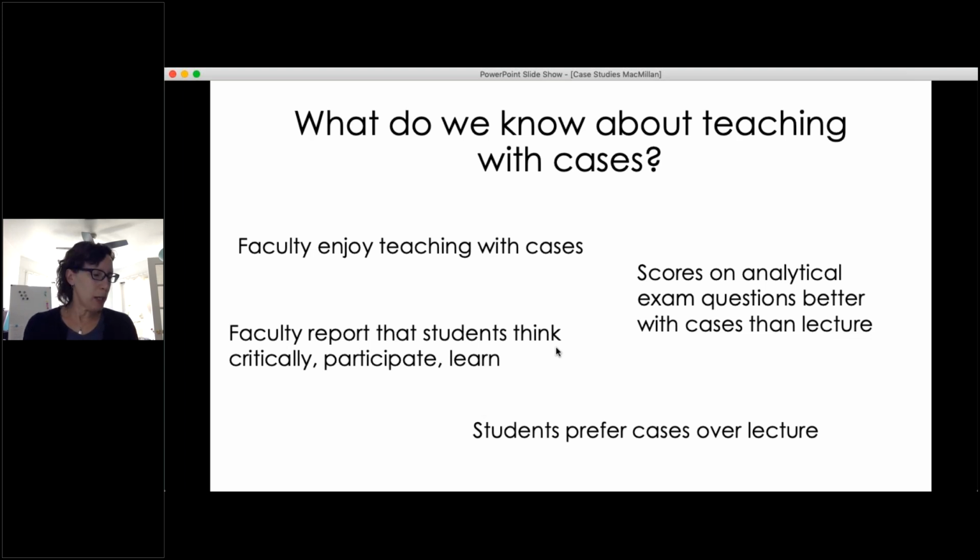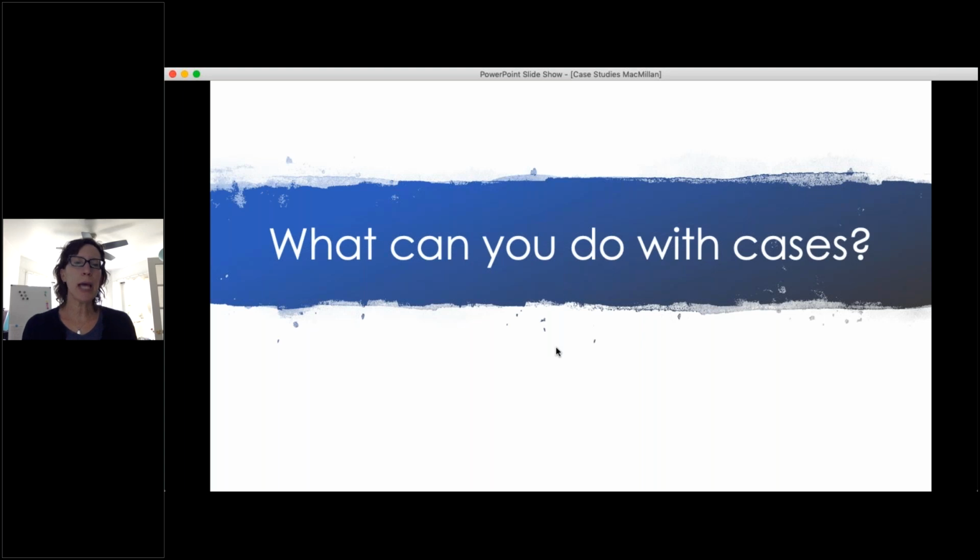So the next question we can think about is, okay, what can I do with cases? How can cases help me help my students meet the learning goals for this course? I would say the answer to this is, gosh, anything, infinite answers. So I've just picked a few things that I thought might be interesting for us to think about.